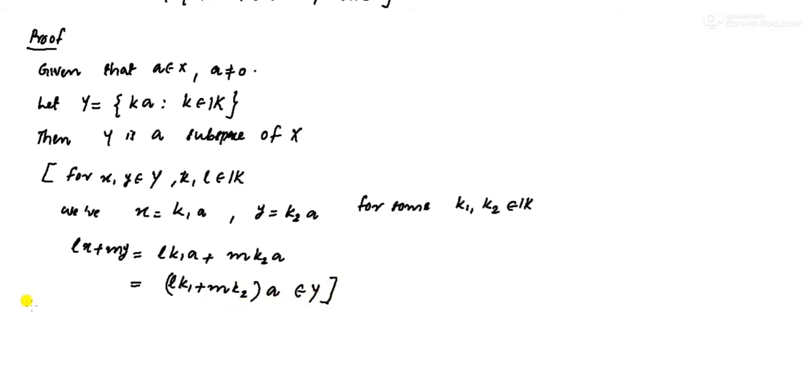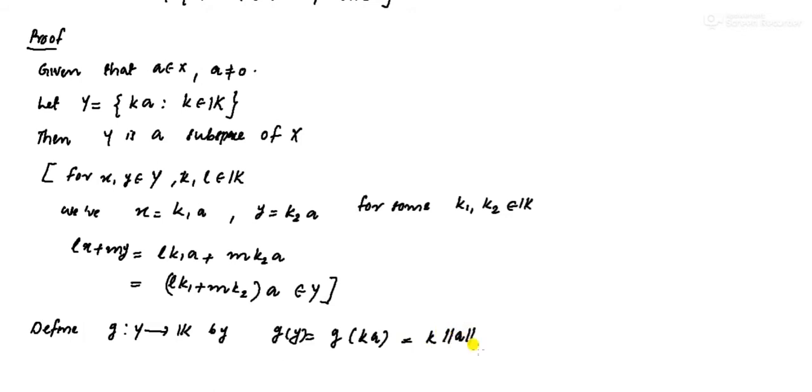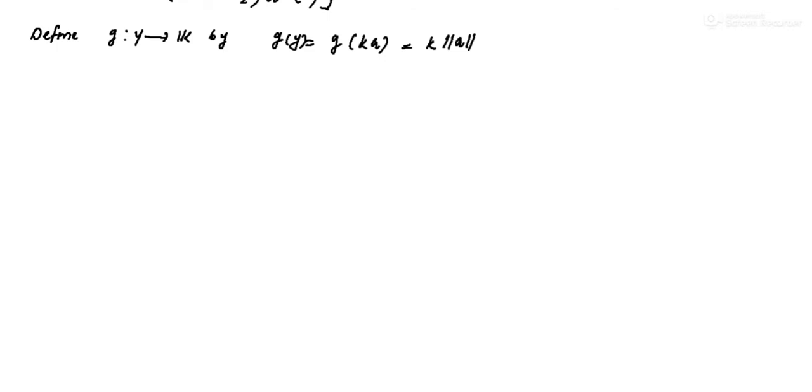Okay. Now define g from Y to K by g of y equal to g of ka, that is equal to k into norm a. Clearly, g from Y to K is linear.